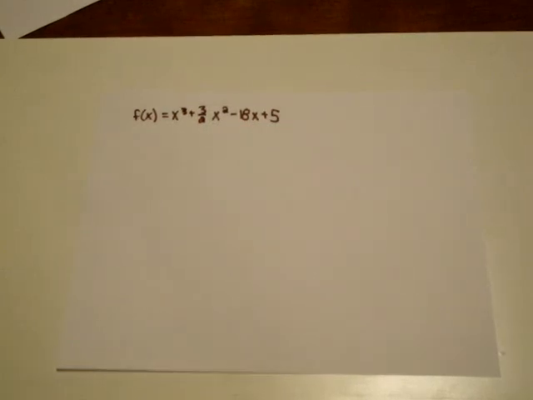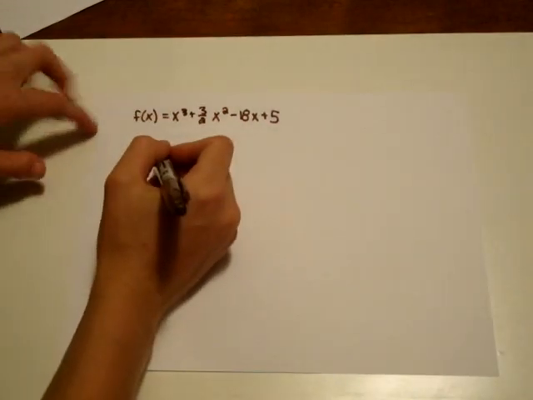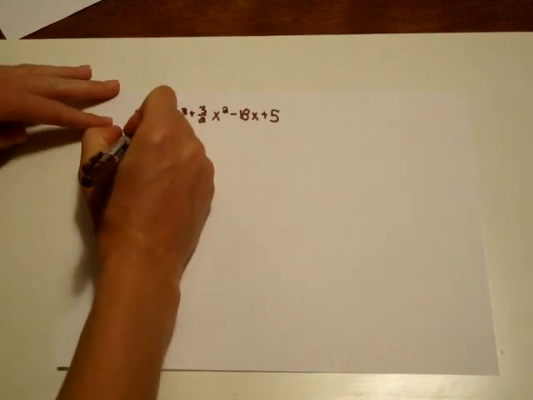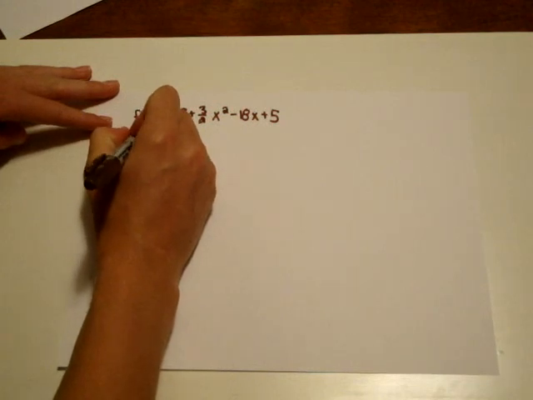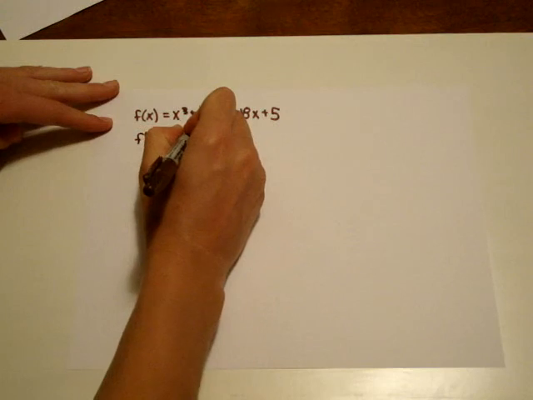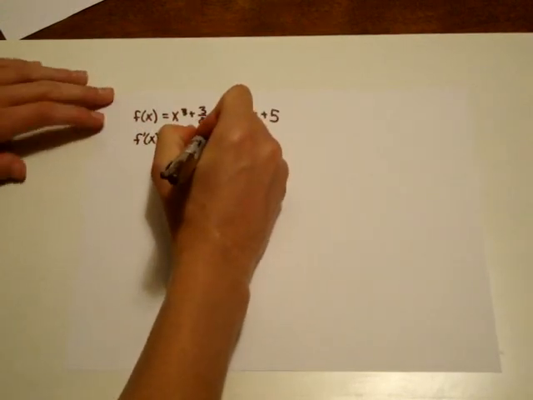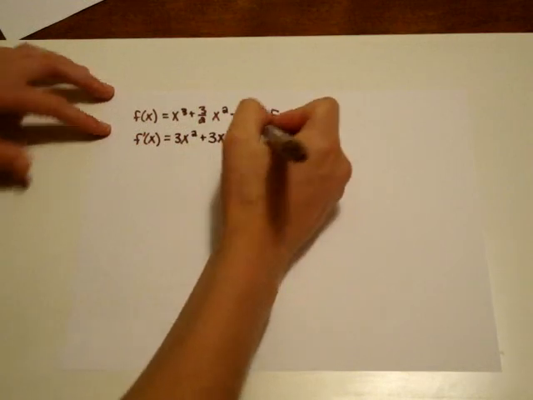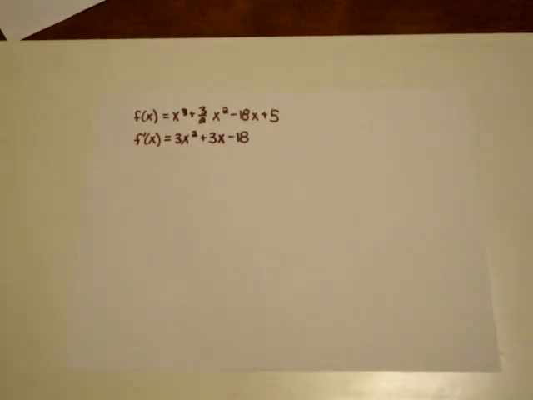So we're not going to have to look at endpoints. Now, once we have this, we're going to use the first derivative to determine where our extrema are at. So first we need to find the first derivative. So f prime of x equals 3x squared plus 3x minus 18. So that is our first derivative.